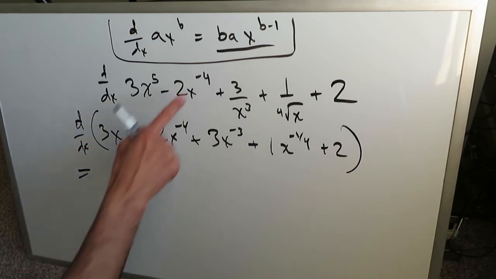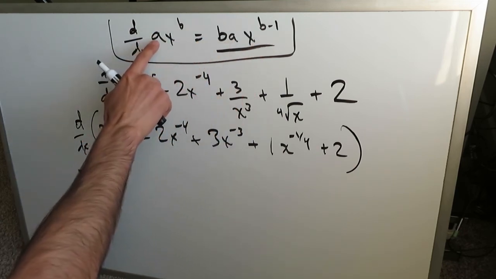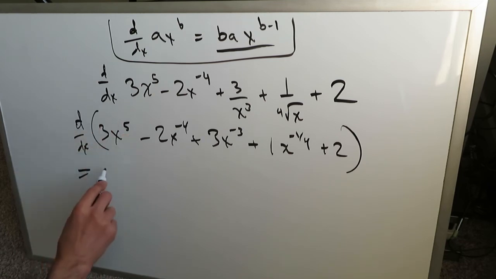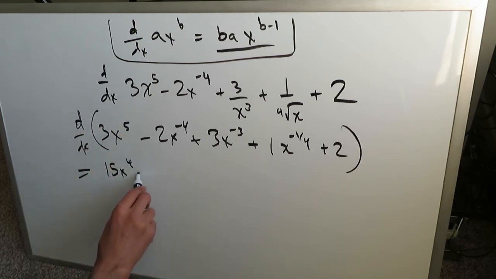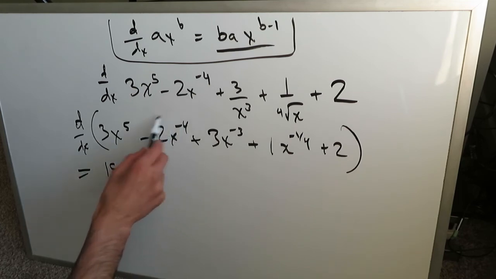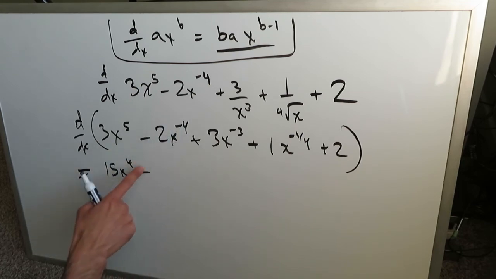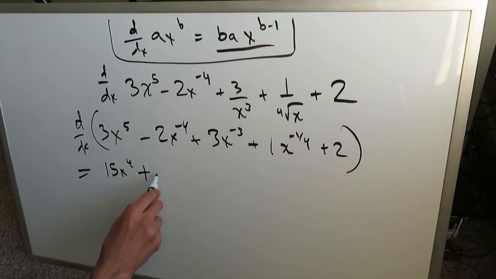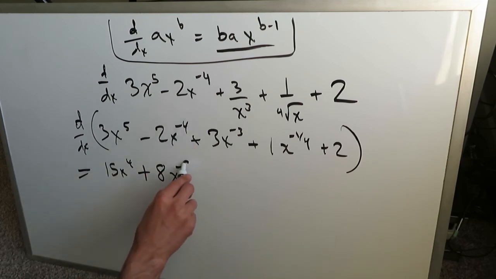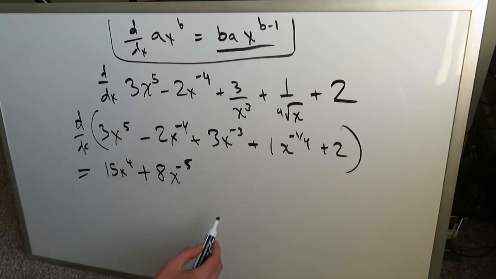5 multiplies with 3. Remember this. B multiplies with a, and the b is reduced by 1. 5 multiplies by 3, you get 15. 5 is reduced by 1, x to the 4. Let's do minus 4 times 2, which is a minus 8. Minus will hit with this minus and make it a plus, so let's skip that one step. 8. The exponent is reduced by 1, it becomes a minus 5. See, minus 4 minus 1 is a minus 5.